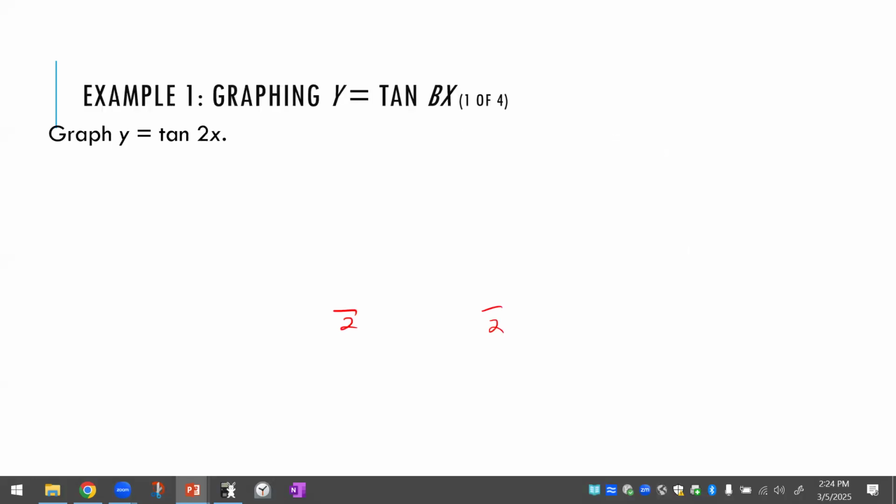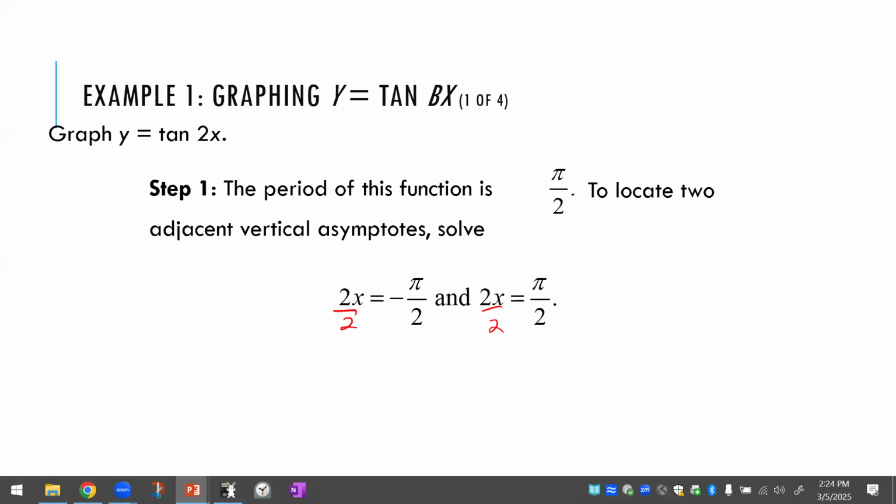Okay, so let's graph our first tan function. So up first, we have tan of 2x. So tan of 2x means that we have a vertical compression, I mean a horizontal compression, right? So our period is going to be affected. Does that make sense? So we're compressing horizontally, so our period is going to be affected, okay?